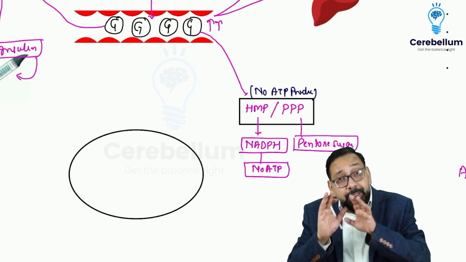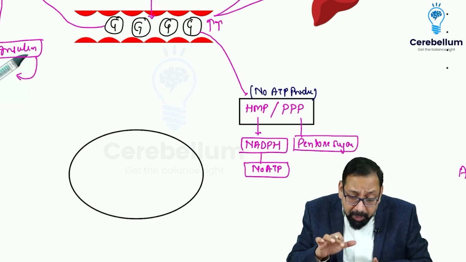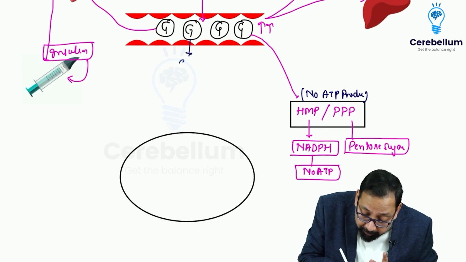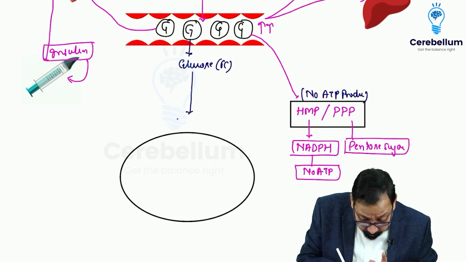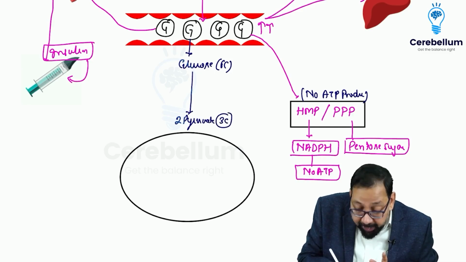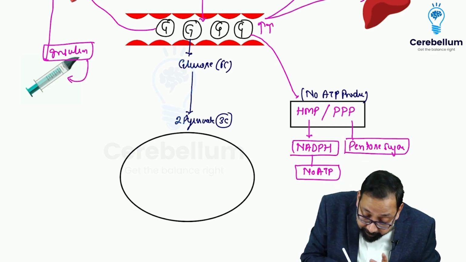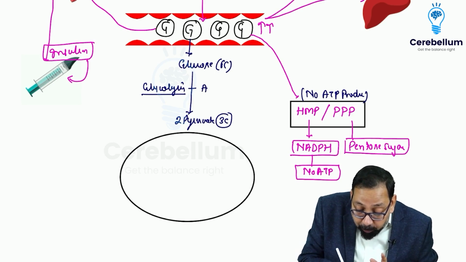Why? Because nature said if you want to produce energy, go to glycolysis. So one more function of glucose is production of energy. Glucose, having 6 carbons, will enter glycolysis and 2 molecules of pyruvate will be formed. Pyruvate has 3 carbons. A 6 carbon glucose is converted to 2 molecules of 3 carbon pyruvate, and this pathway is glycolysis.